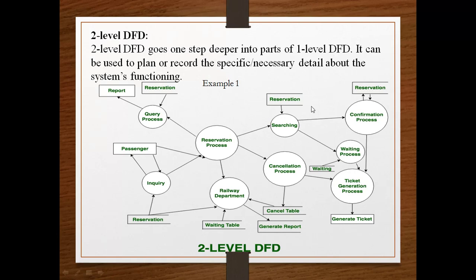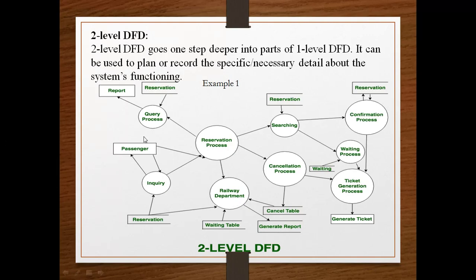Okay, so let's see in detail now. This is a passenger. The passenger will inquire for the reservation process. The inquiry is done and it gives the details back to the passenger. The railway reservation is available. The passenger will communicate with the reservation process. The railway department will have reservation details, waiting details, and then a cancel table. So the railway department should have all the information regarding reservation, cancellation and waiting.